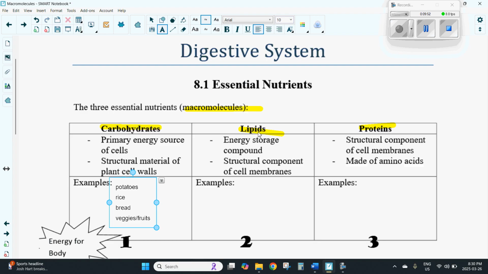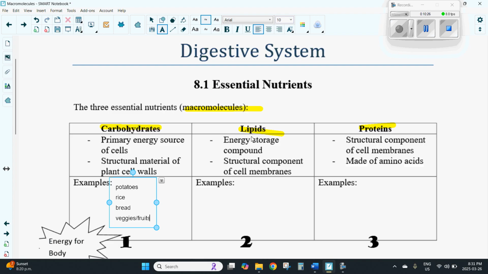Moving on to our lipids. Lipids are energy storage compounds. Once our body has enough carbohydrates and has enough cellular respiration to create the ATP that we need for everyday life, then our body is going to store excess sugar. Actually, sorry, it's going to store excess sugar as glycogen, which I'm going to get to, not a lipid.